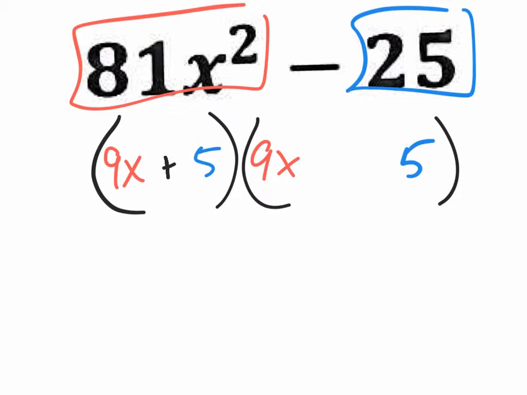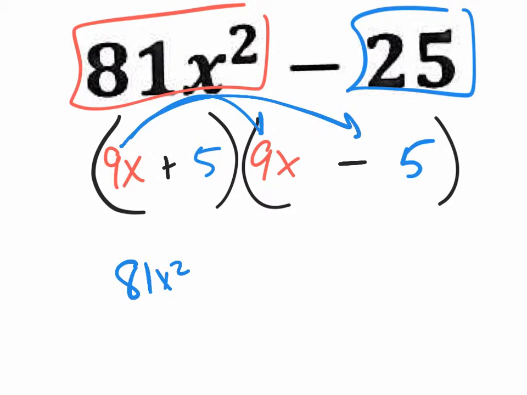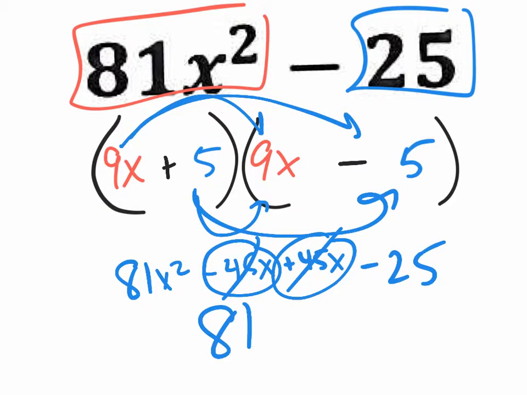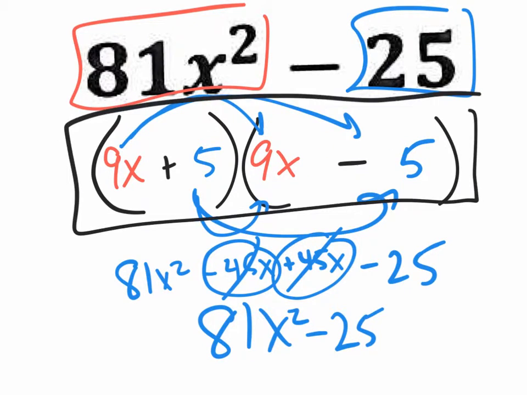So let's put a plus and a minus, or a minus and a plus. It doesn't really matter. But as you can see, it will work. 9x times 9x is 81x squared. 9x times negative 5 is negative 45x. Positive 5 times positive 9x is a positive 45x. These cancel out, and the 5 times negative 5 is negative 25. So you really do get 81x squared minus 25. All you have to do is understand that there's a difference of two squares, then you can factor it and you'll be done. You don't even have to check it, really. Let's move on to the next one here.